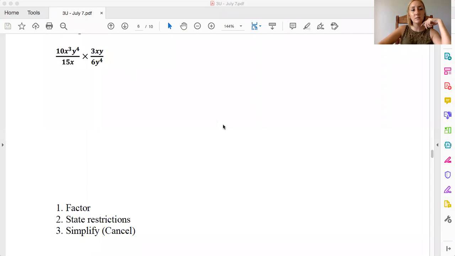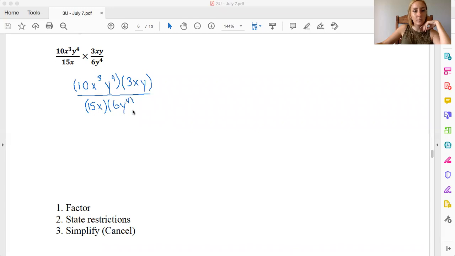So multiplication is relatively easy because it is quite similar to what you've been doing so far. So you just multiply the tops and you multiply the bottoms just like any regular fraction you would. So this one you would have 10x cubed y to the power of 4 times 3xy over 15x times 6y to the power of 4. So keep in mind that you multiply the coefficients. So 10 times 3 is 30.